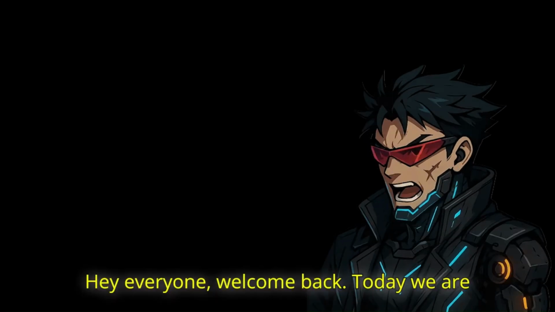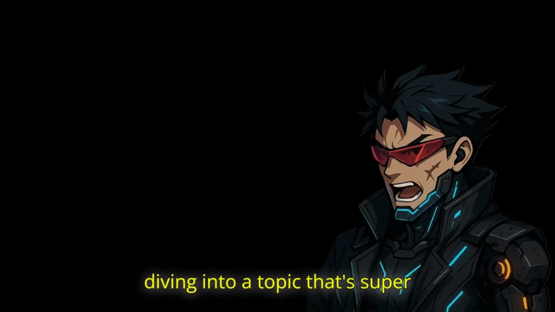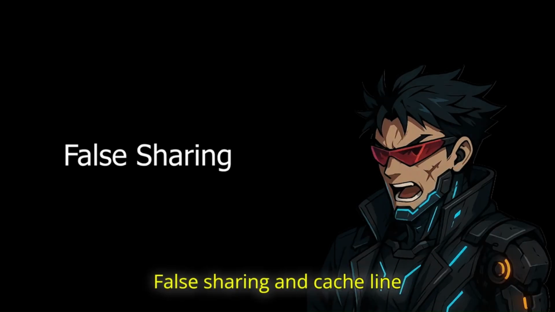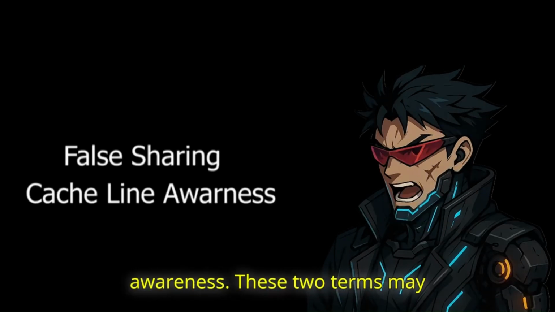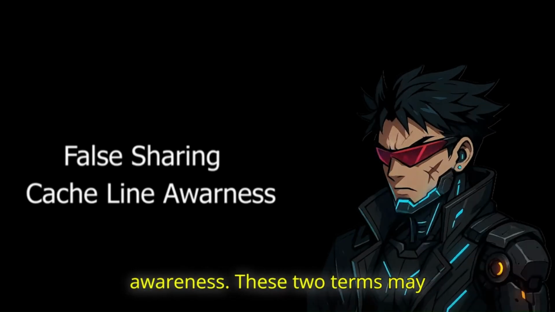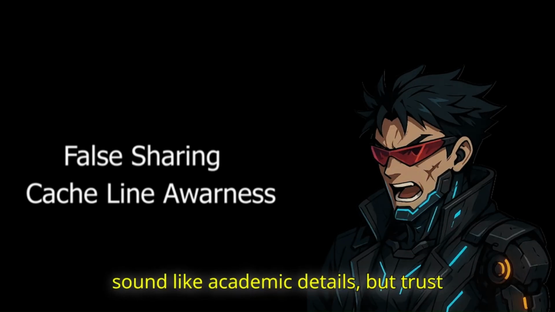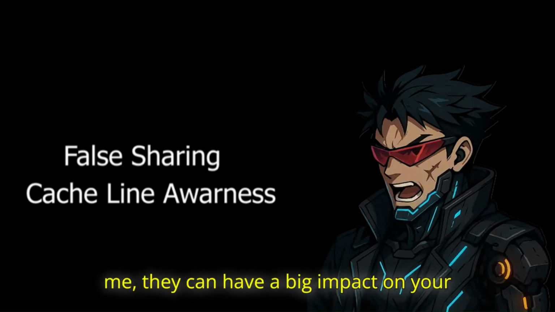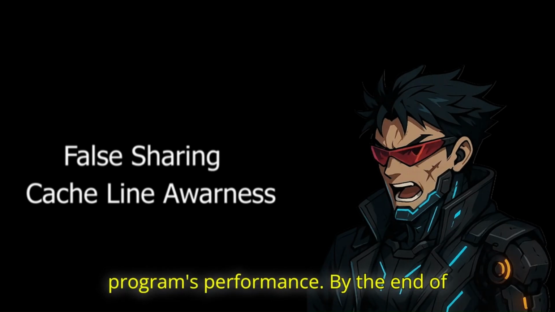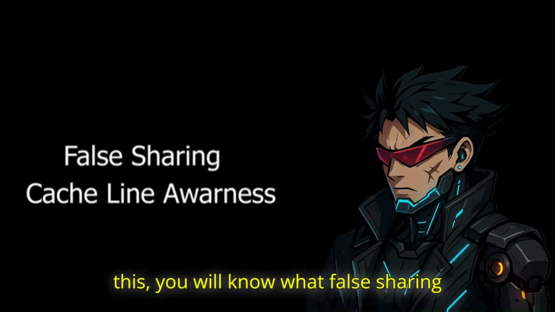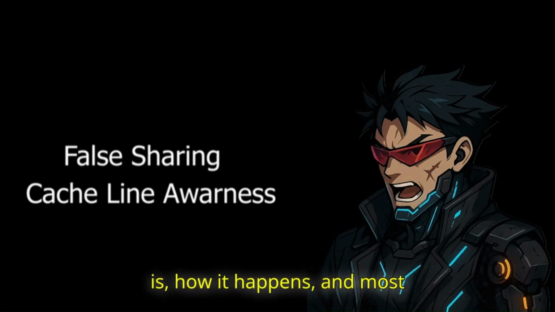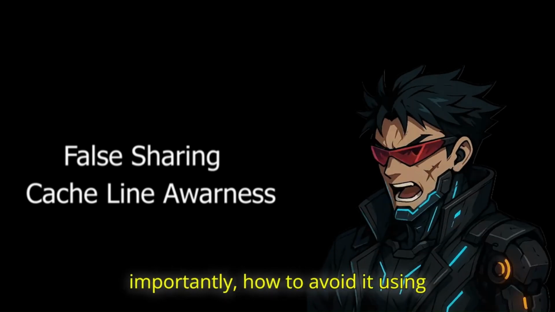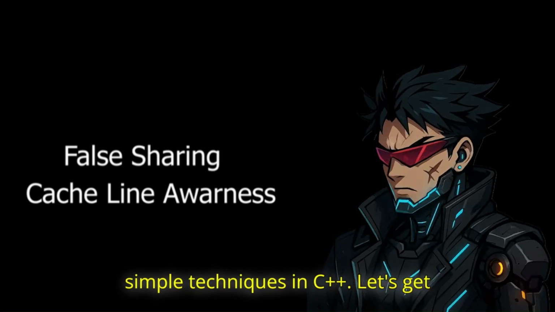Hey everyone, welcome back. Today we are diving into a topic that's super important when working with multi-threaded C++ programs: false sharing and cache line awareness. These two terms may sound like academic details, but trust me, they can have a big impact on your program's performance. By the end of this, you will know what false sharing is, how it happens, and most importantly, how to avoid it using simple techniques in C++.